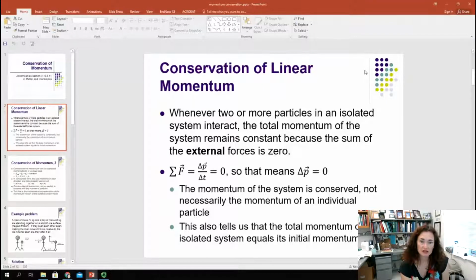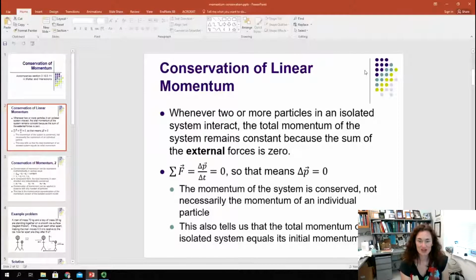This comes from Newton's second law. Remember that Newton's second law says that the sum of all the forces on an object is equal to the change of momentum divided by the change in time. Okay? So if the sum of all the external forces is zero, then that sum of all forces, which equals delta P over delta T, is equal to zero. So that means that there is no delta P in a certain time interval. And so that means that the initial momentum of the system has to equal the final momentum of the system, and that implies conservation.